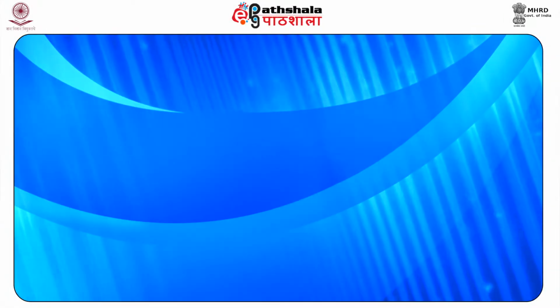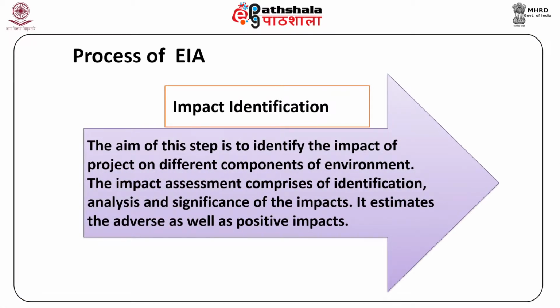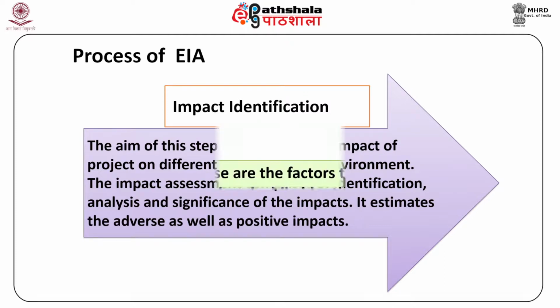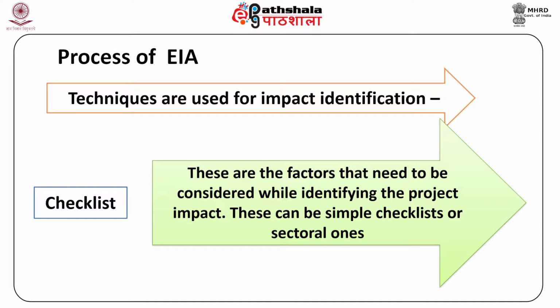Impact identification. The aim of this step is to identify the impact of project on different components of environment. The impact assessment comprises of identification, analysis and significance of the impacts. It estimates the adverse as well as positive impacts. The following techniques are used for impact identification. 1. Checklist. These are the factors that need to be considered while identifying the project impact. These can be simple checklists or sectoral ones.